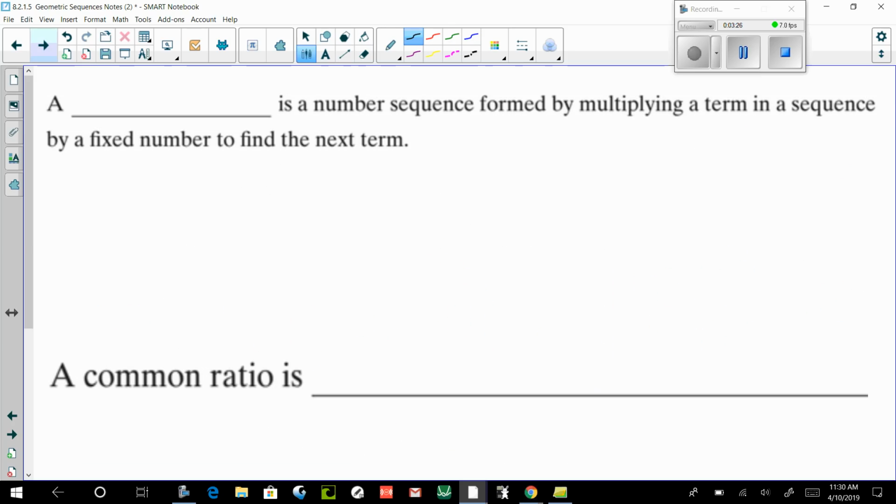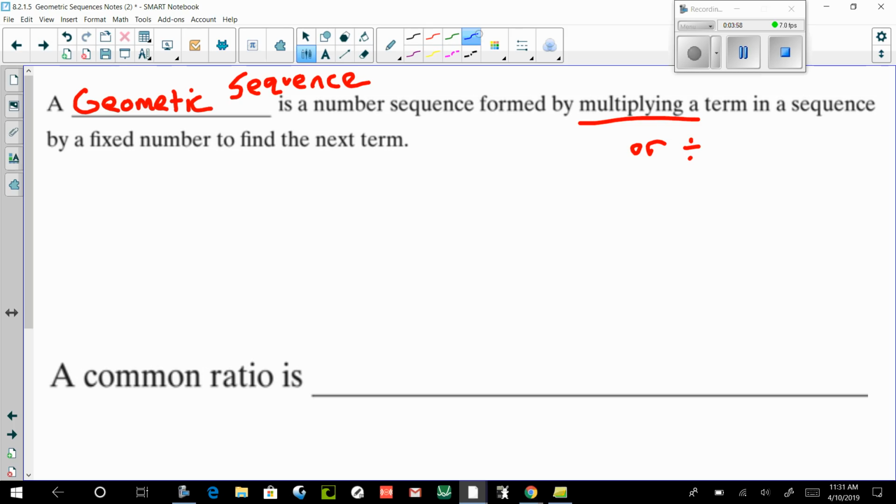Okay, so now we're getting to the nuts and bolts of this new lesson that you're going to be looking at today at home in the snow. And this is considered a geometric sequence. It has nothing to do with geometry. But a geometric sequence is a number sequence formed by multiplying or dividing a term in a sequence to find the next term.